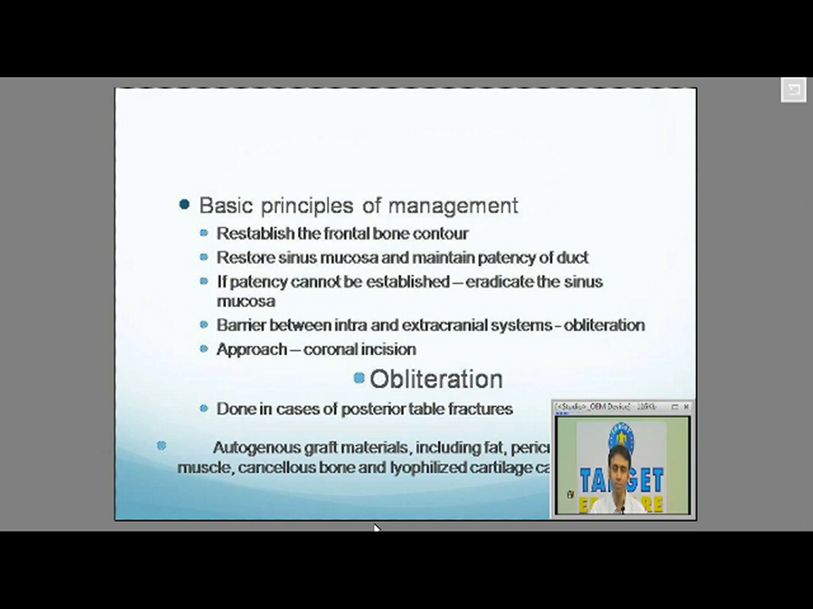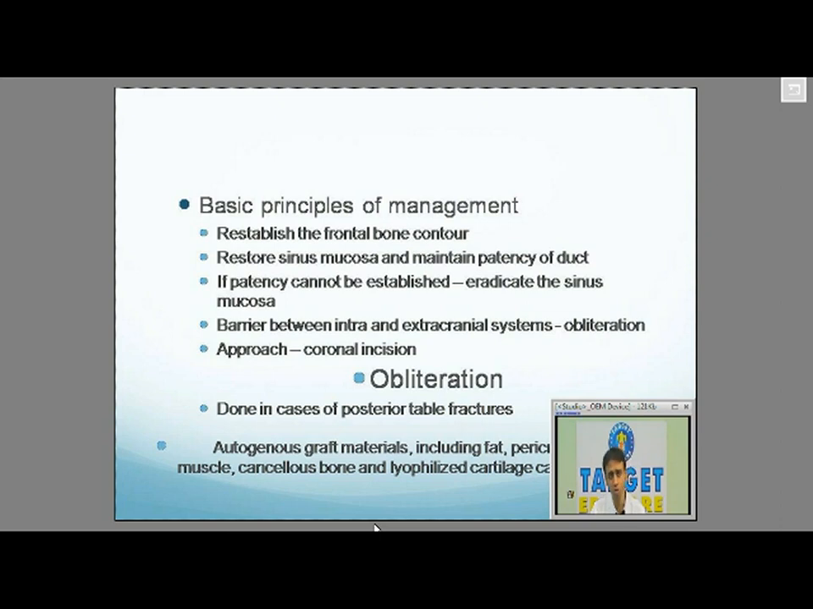Above all, if we encounter a posterior table fracture, in which intracranial structures are involved, we have something called obliteration. Now what is obliteration? Obliteration is obliterating the sinus with fat or bone, which acts as a barrier between the intra and extracranial systems. To protect them and not let them come in contact, we obliterate the frontal sinus. This has to be done in cases of frontal sinus fracture with posterior table fracture.